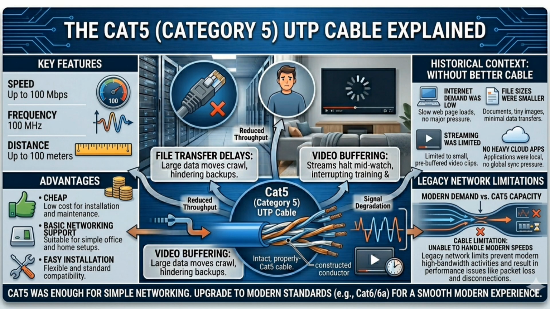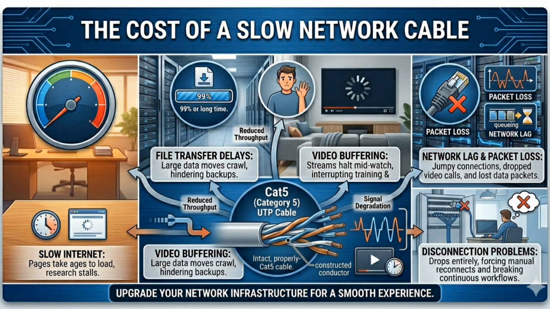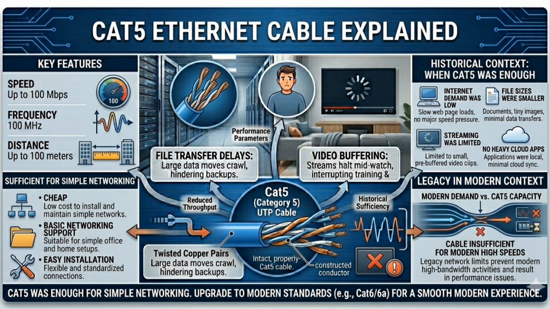So what was happening without better cable? In old networks, internet demand was low. File size were smaller, streaming was limited, no heavy cloud applications. Cat5 was enough for simple networking. Advantage, cheap, basic networking support, easy installation. This cable was mostly used in small networks, old office systems, CCTV systems and for the basic internet users. Today Cat5 is outdated. It cannot support modern high-speed internet efficiently.